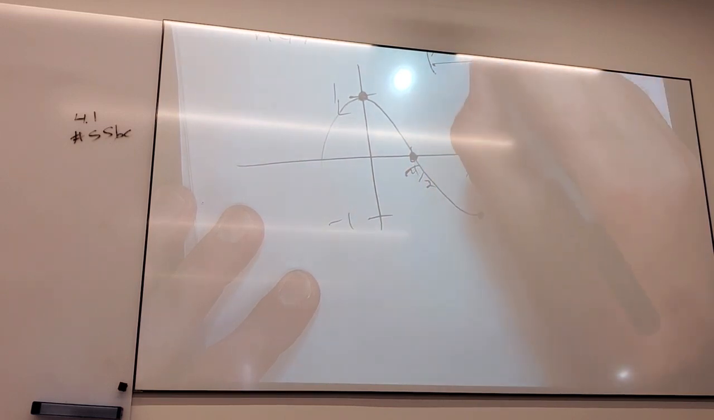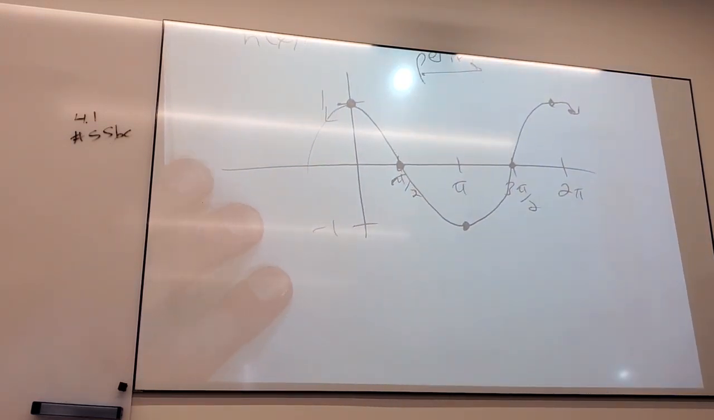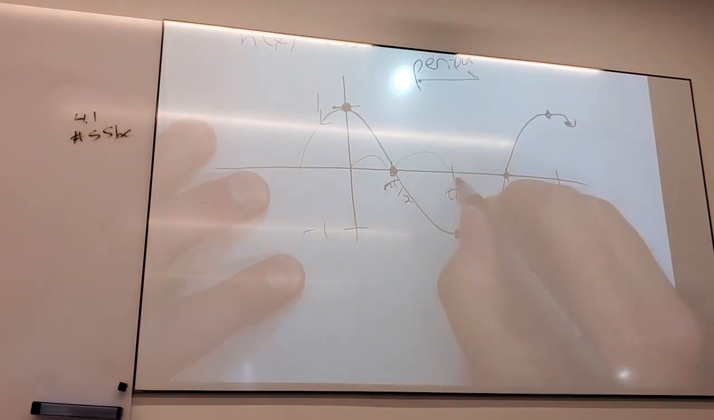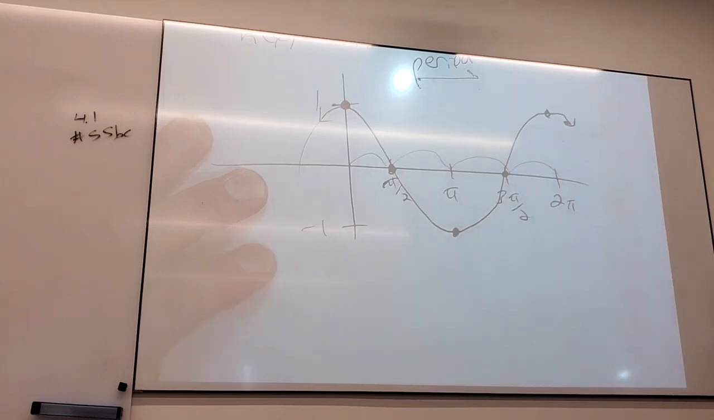is 2 pi. How many steps did we just graph? How many steps did I take? I took 1, 2, 3, 4 steps. Yeah? You guys see that?